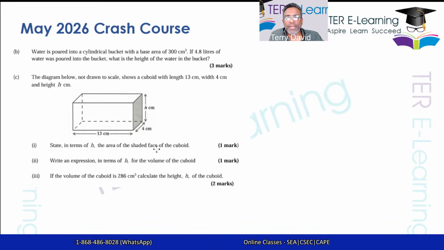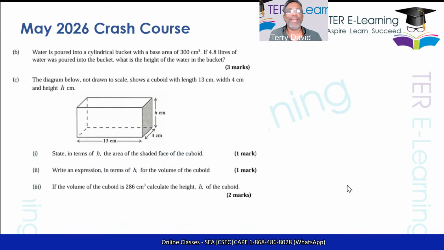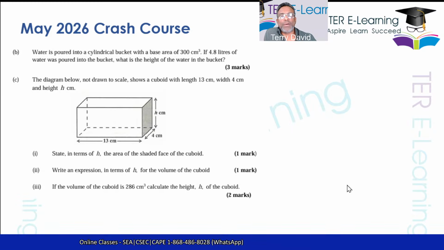All right, so this one here, we have water poured into a cylindrical bucket with a base area of 300 cm cube. Now this is not looking right. This ought to be cm squared. It can't be cm cube because it's talking about area. If 4.8 liters of water is poured into the bucket, what is the height of the water in the bucket? So here's what's happening.